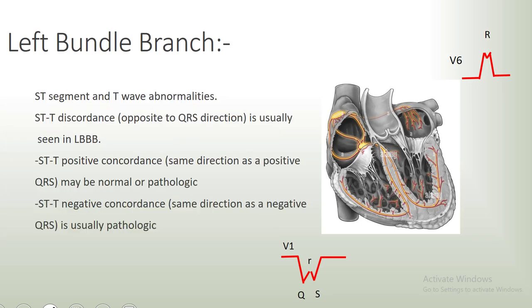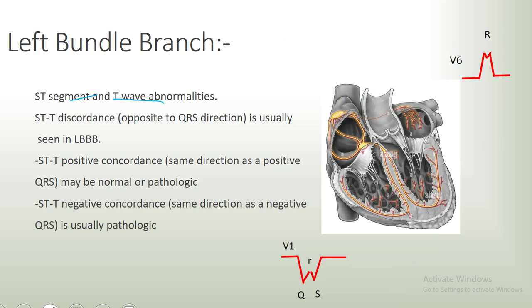Now, because of depolarization abnormalities, the repolarization will also become abnormal in left bundle branch blocks. This will result in ST segment and T wave abnormalities. Usually this results in ST segment and T waves that are facing in the opposite direction of the QRS complex. So for example, if you get a positive QRS complex, you can get ST depression and T wave inversion. And if you get a negative QRS complex, you can get ST elevation and a T wave that is upright. This is referred to as ST-T segment discordance, meaning that the ST segment and T wave are in the opposite direction of the QRS complexes.